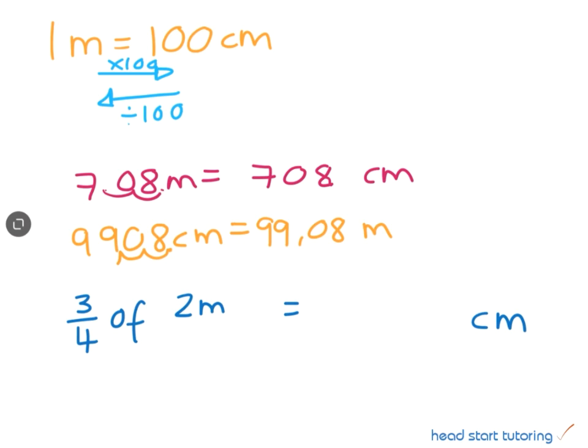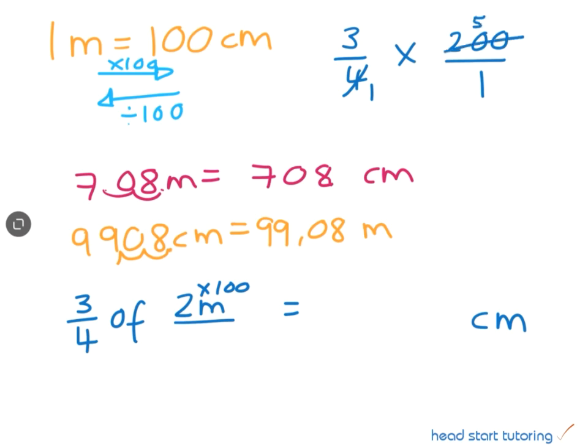If I would like to work out what 3/4 of 2 meters is equal to in centimeters, I need to work out what 2 meters is in centimeters first, which is equal to 200, because I just multiply my meters by 100 to get centimeters, and then I work out 3/4 of, or multiplied by 200 over 1. 4 fits into itself once, 4 fits into 200 50 times, and then I say 3 times 50, which is equal to 150, and it's 150 over 1, or just 150 centimeters. So 3/4 of 2 meters is equal to 150 centimeters.